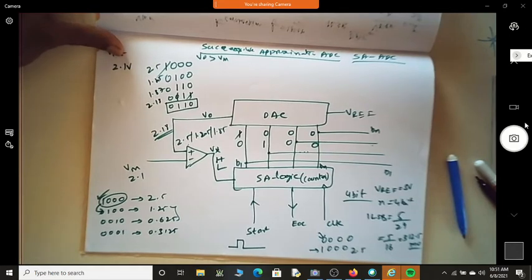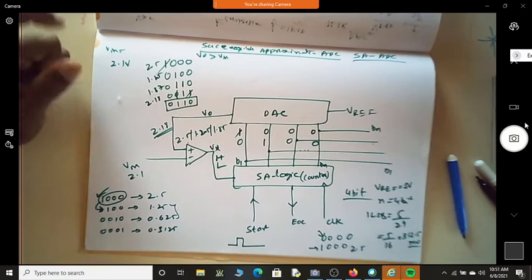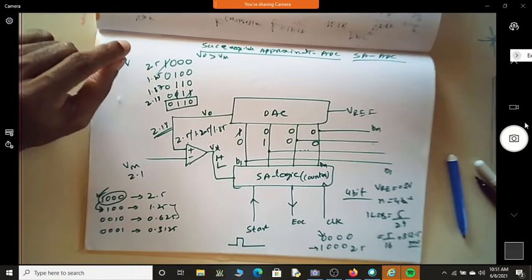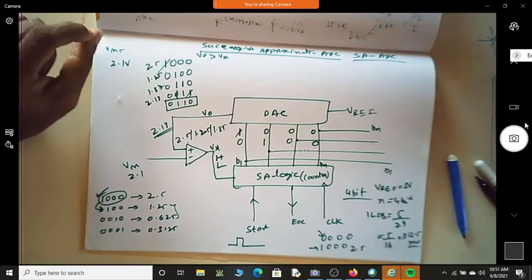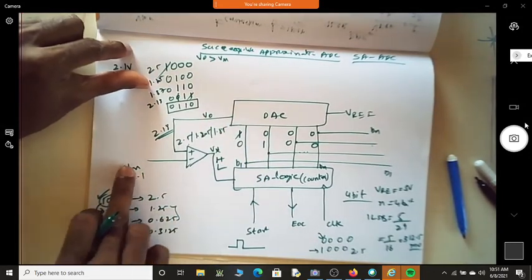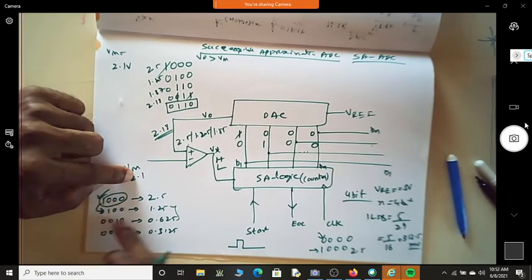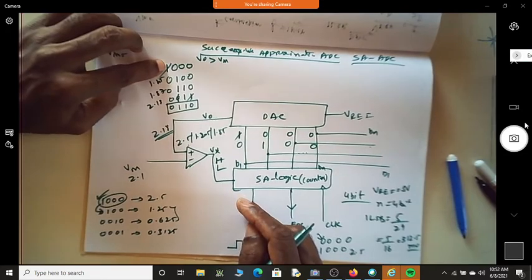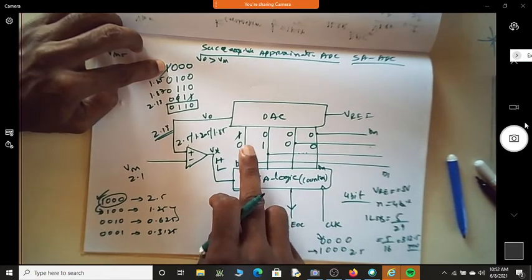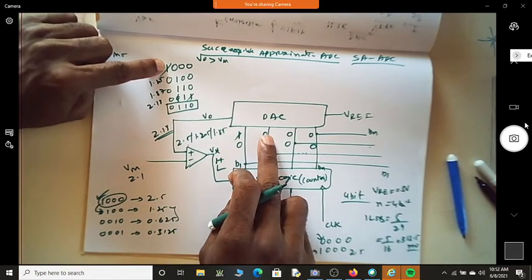Correct? Yes. This is called successive approximation. Are you actually approximating, are you taking a chance in seeing whether the V0 is more or less than Vin? Yes, sir. I'm exactly just taking a chance. First, how has the chance started? You are starting from the MSB. MSB first high, then you just look for the next possible bit.